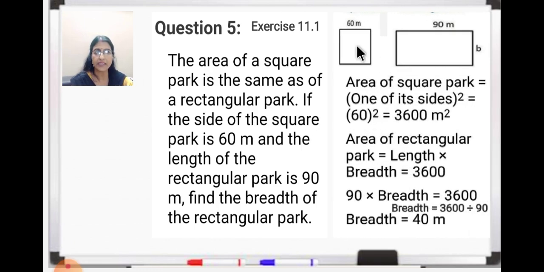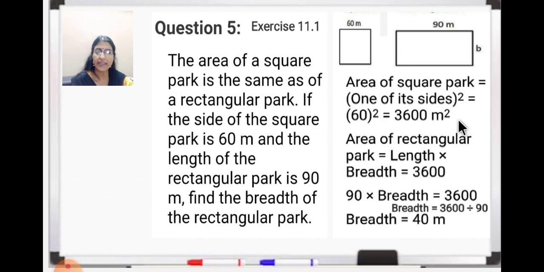Here you can see this is the square of side 60 meter and this one is a rectangle whose length is 90 meter and breadth we don't know. In the question it is given that the area of square is the same as that of the rectangular park. So first we'll find the area of the square. Each side is 60 meter, so 60 square will be 60 into 60. 6 6s are 36 and then 2 zeros, so you will write 3600 meter square.